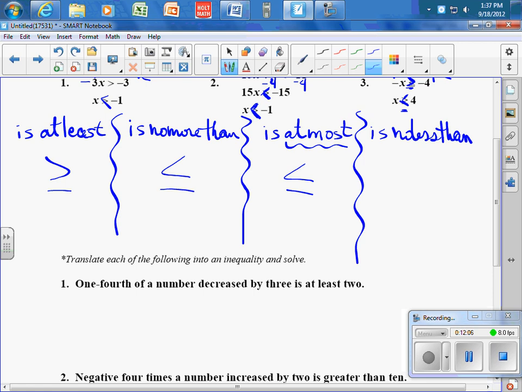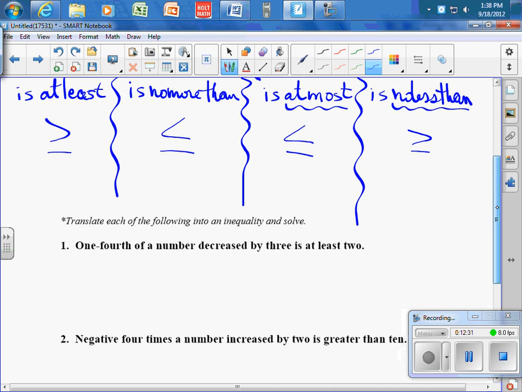And then is no less than. What does that mean? You can't have less than this. Can you have more? Yes. Can you have that amount? Yes. Not less than. What does that mean? Greater than or equal to. So from now on, when we see these phrases in a story problem, these are the inequality signs we're going to be using. For example, number 1.